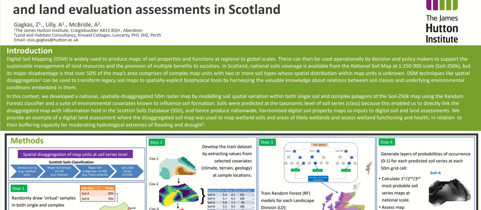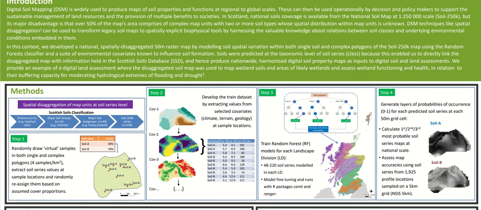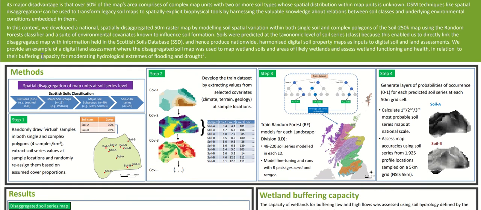So in this context, we use digital soil mapping techniques to develop national spatially disaggregated 50-meter raster maps at the soil series level. This flowchart gives a graphical representation of our methodology. The spatial disaggregation of the map units was done at the soil series level.